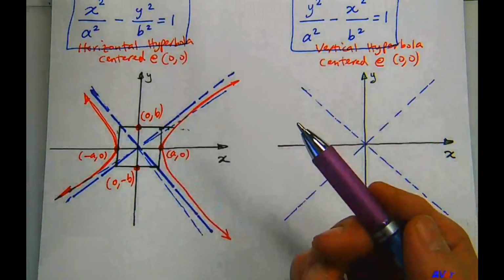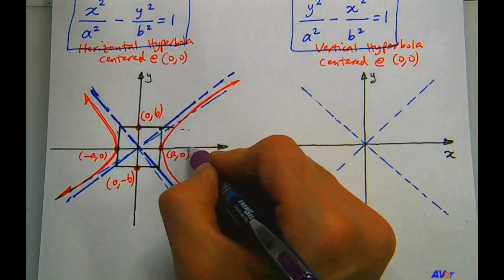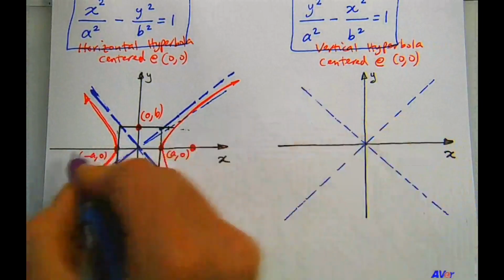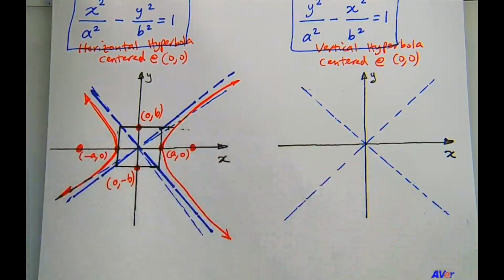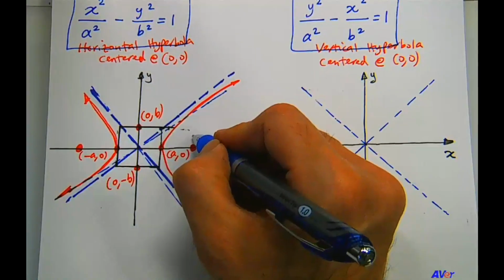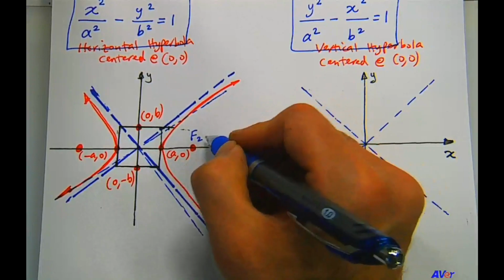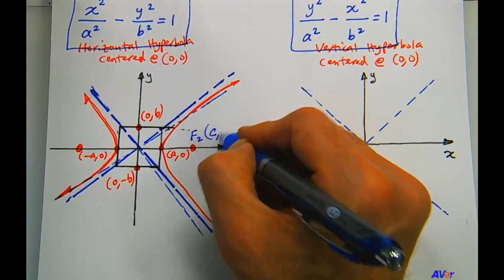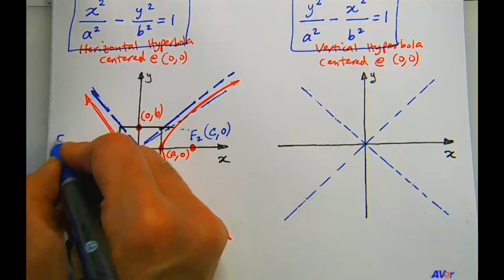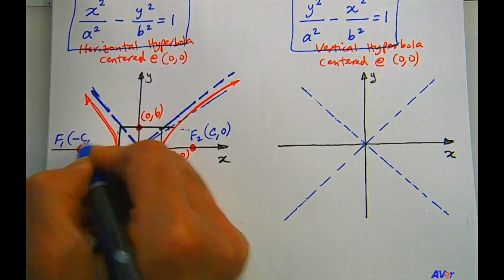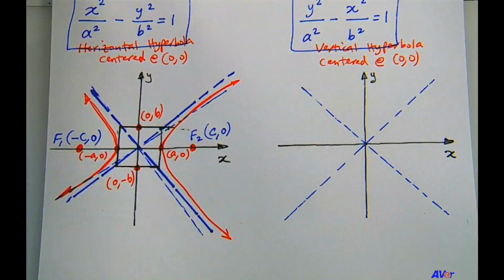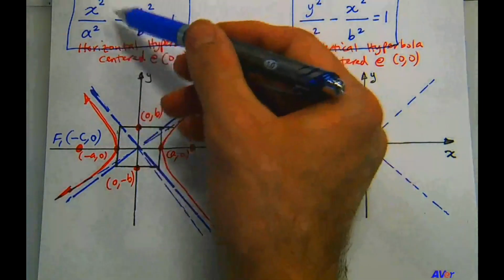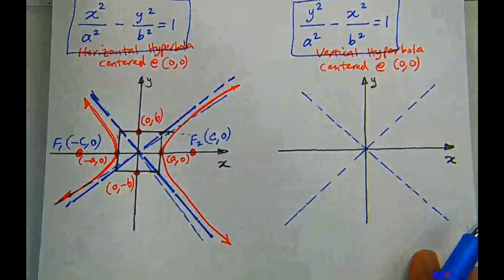Okay, so what else can we say? What about the focus points? The focus points would be here, somewhere there, and on this side. So that would be focus point number 2, and this would be C comma 0, and this would be focus point 1 at minus C comma 0. Okay, so that is associated with that equation.